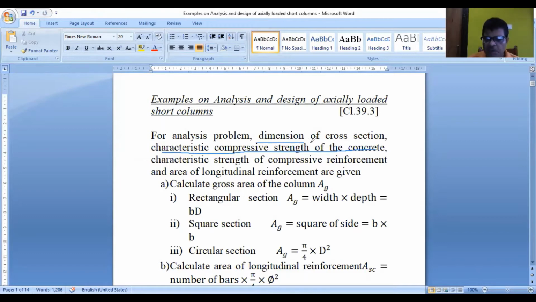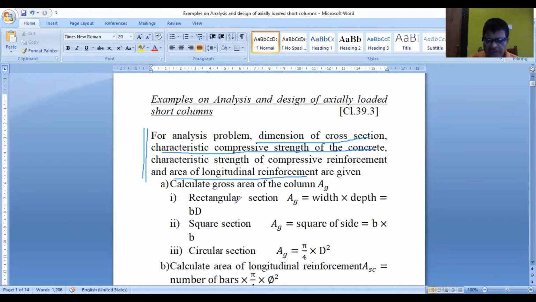The dimension of the cross section given means it may be a rectangular column, a square column, or a circular column. So the dimension of the column will be given, and also the area of the longitudinal reinforcement will be given. That means the number of bars provided in the section will be given in the question. As you already know, the minimum number of bars in a rectangular or square column should be 4, and in a circular column it should be 6. Now, with this data we have to find out the load carrying capacity of the column.